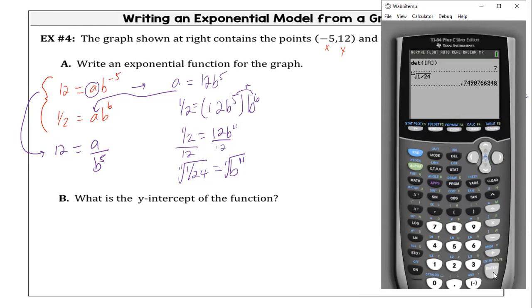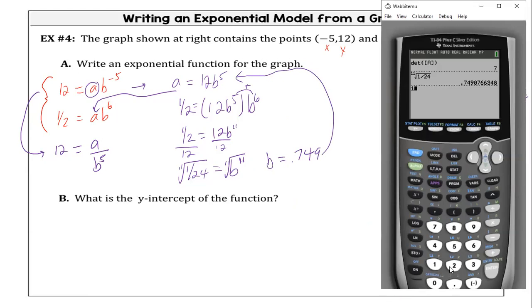0.749. I'm just going to stop at 0.749. It's a little more accurate to 3 decimal places. So now we know B. So B equals 0.749. Now that I know B, I can substitute that in and solve for A.